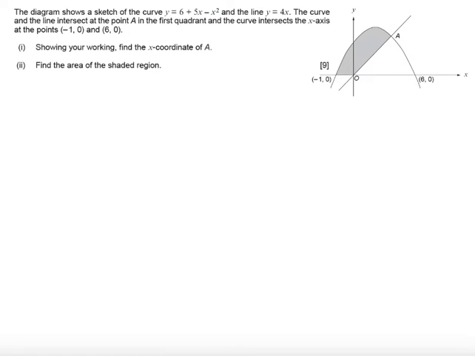Part B says the diagram shows a sketch of the curve y equals 6 minus 5x minus x squared and the line y equals 4x. The curve and the line intersect at the point A in the first quadrant, and the curve intersects the x-axis at the points 1, 0 and 6, 0. Showing the working, find the x-coordinates of A.